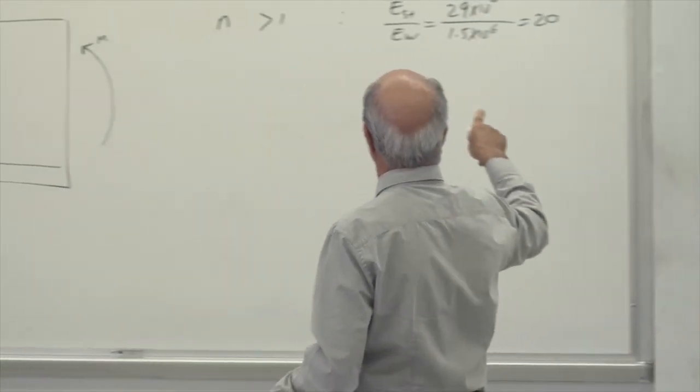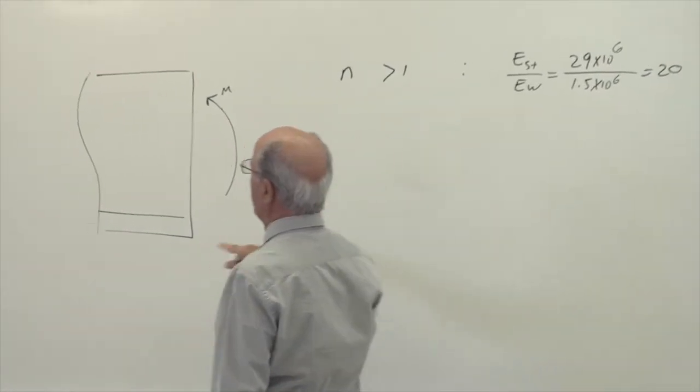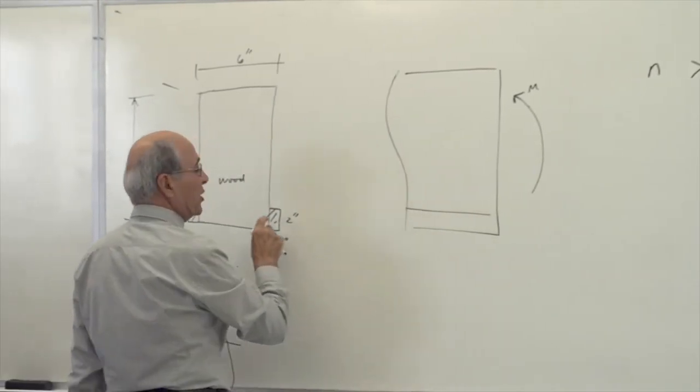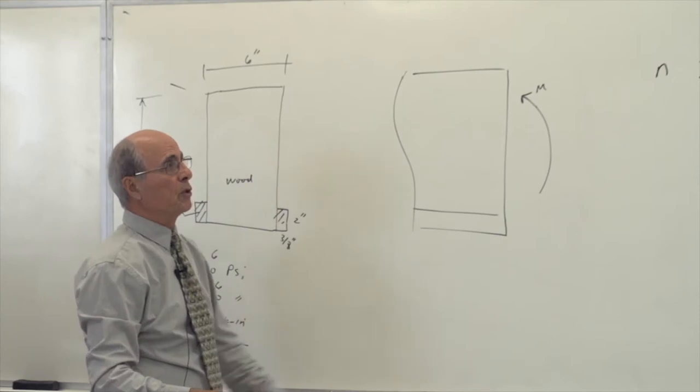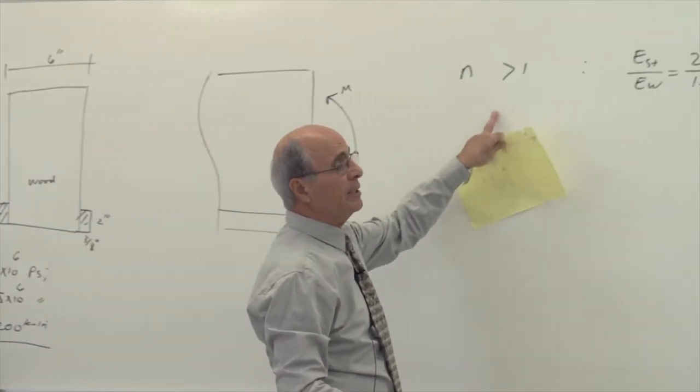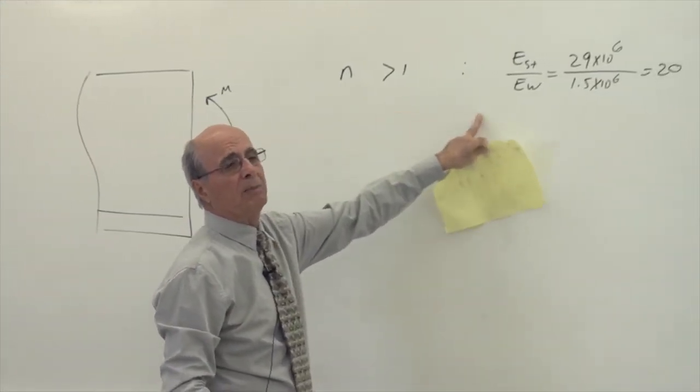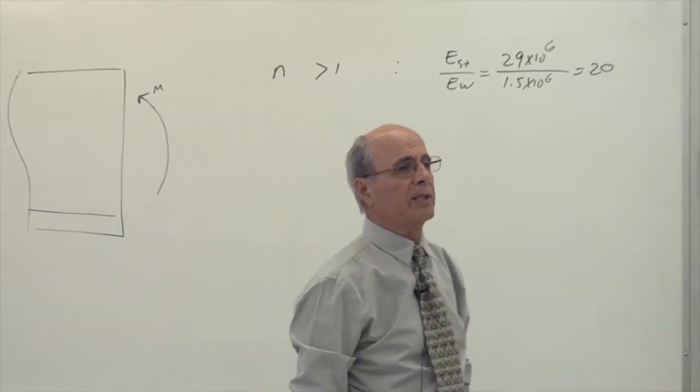Therefore, when I use that ratio of 20, that means this steel has to be expanded into a larger area. Of course, that becomes wood. So when N is larger than 1, write it down. That becomes all the weakest material, so it becomes all wood. Is that correct or not?